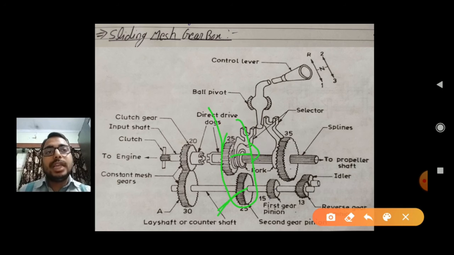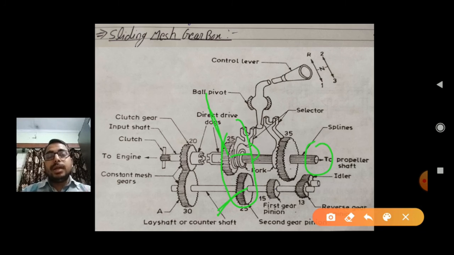By how much speed this gear rotates, with the same speed this gear rotates, and by the rotation of this gear, the gear attached with the propeller shaft is again rotated, and the power is given to the wheel. So this is the arrangement of second gear.